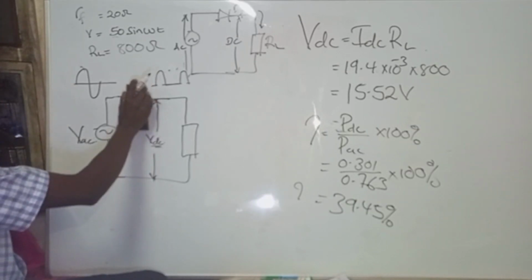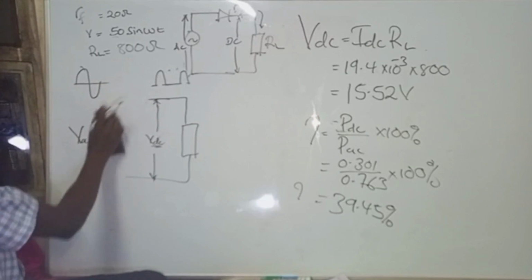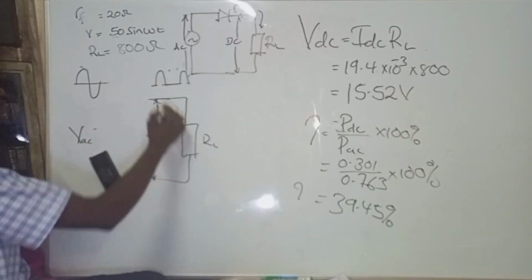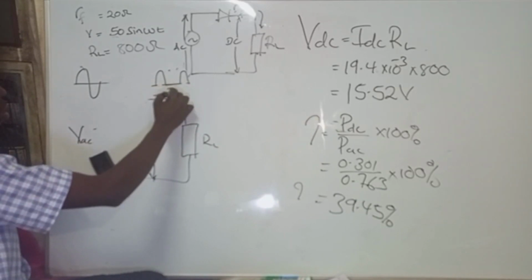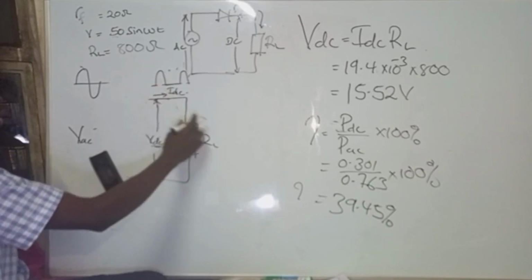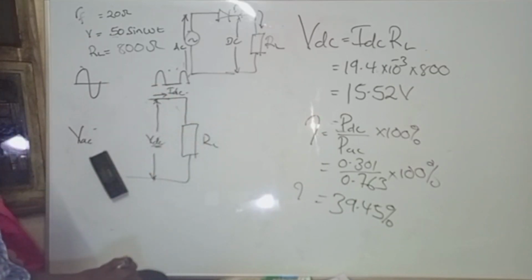So I can rub this side off, and I remain with my V DC being the voltage across the load R L, and my current flowing here being I DC. So V DC equals I DC times R L. That is simply the difference between DC and AC.